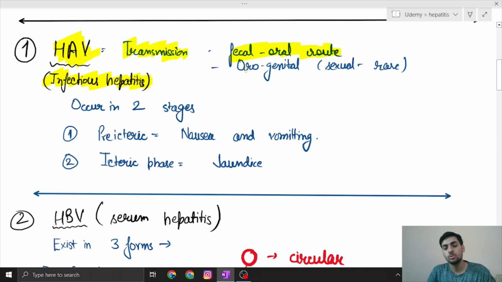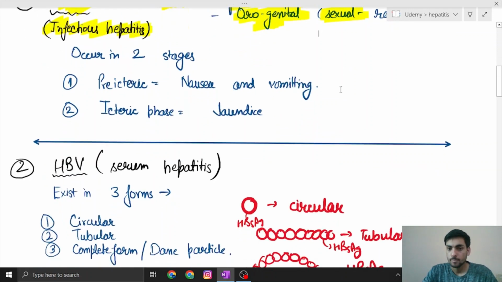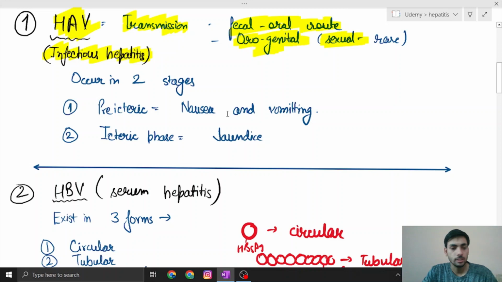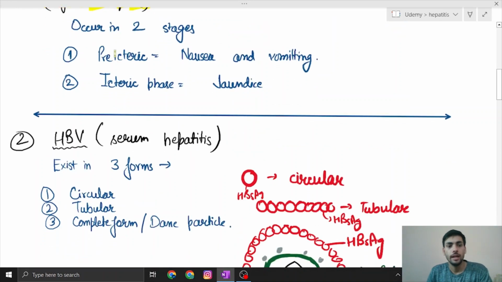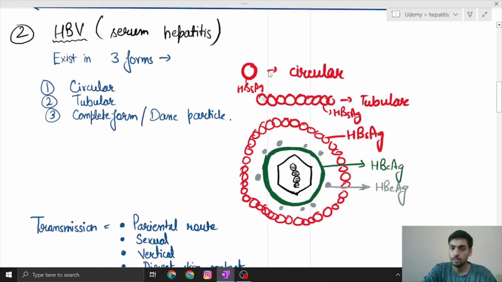And the second method through which they can transmit to a healthy individual is the orogenital route, which is the sexual route, basically oral sex. This one is rare but can affect also. This occurs in two stages: the pre-icteric stage and the icteric stage. Icteric here refers to the liver stage. Pre-icteric is what happens before this virus reaches the liver, with symptoms apart from liver symptoms, like nausea and vomiting. The icteric phase is the jaundice phase, because if it affects the liver, it can cause jaundice.